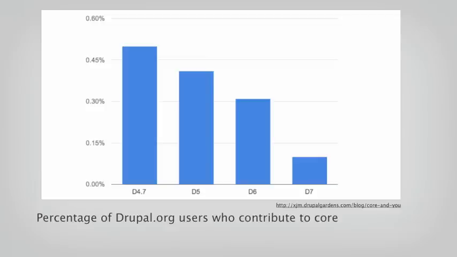So we're currently down to 0.1%, which is 1 out of every 1,000 people who are contributing to Drupal core, which is of course the base of what we're all using.